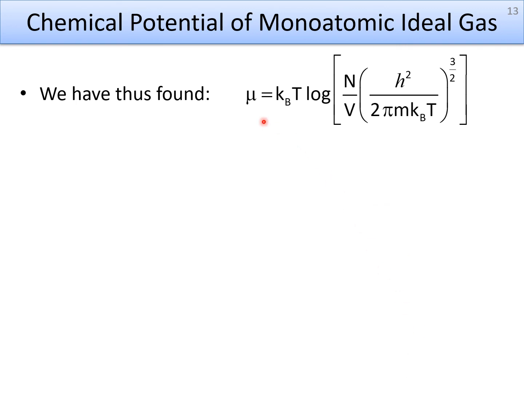We have therefore found that the chemical potential can be expressed as kBT times the logarithm of this thing here, which is essentially the density, the number of particles divided by the volume, times this expression here raised to the 3/2 power.